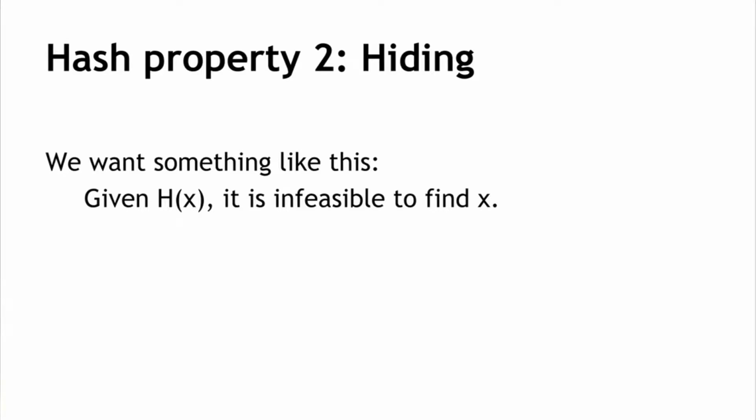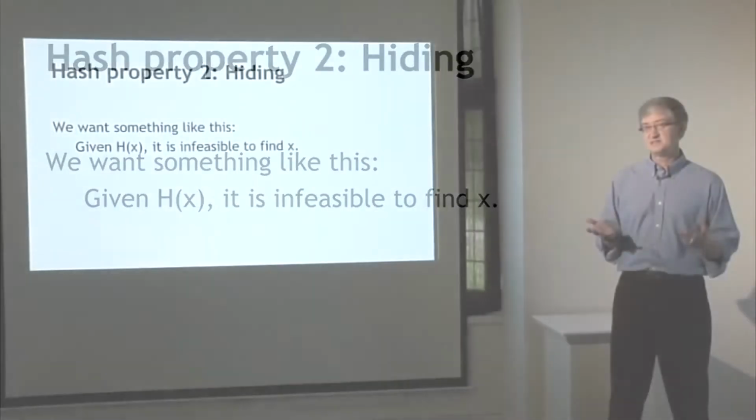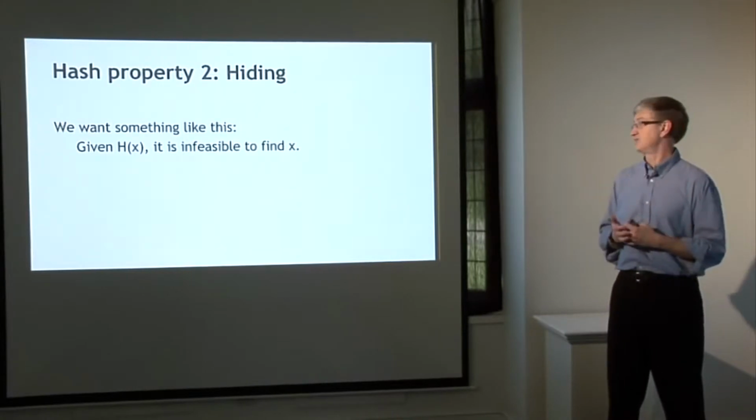So the second property that we want from our hash function is that it's hiding. And the property that we want is something like this, that if we're given the output of the hash function, there's no feasible way to figure out what the input x was. The problem is that this property doesn't exactly hold.